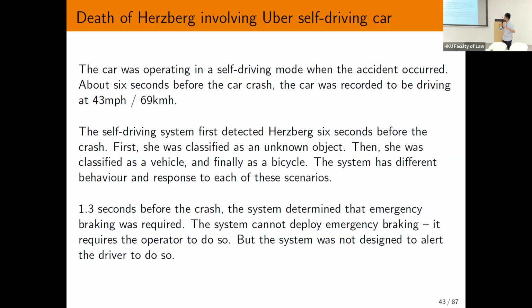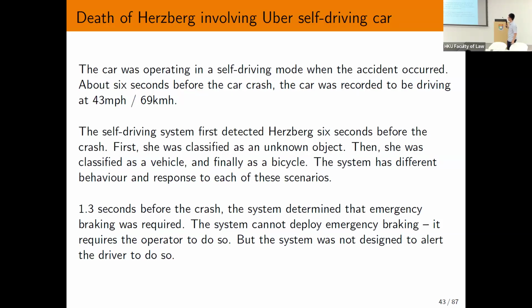I think 6 seconds was the first time the self-driving system detected Elaine before the crash, but it detected her on the road and didn't know what she was. First, it was classified as an unknown object. At that point, I think she was pushing a bike, so the bike was in front of her as the car came towards her. She was behind the bike. She was classified as an unknown object, and then later, as the car came closer, as a vehicle, and then finally as a bicycle. Maybe the system actually recognized the bicycle, which was between her and the car.